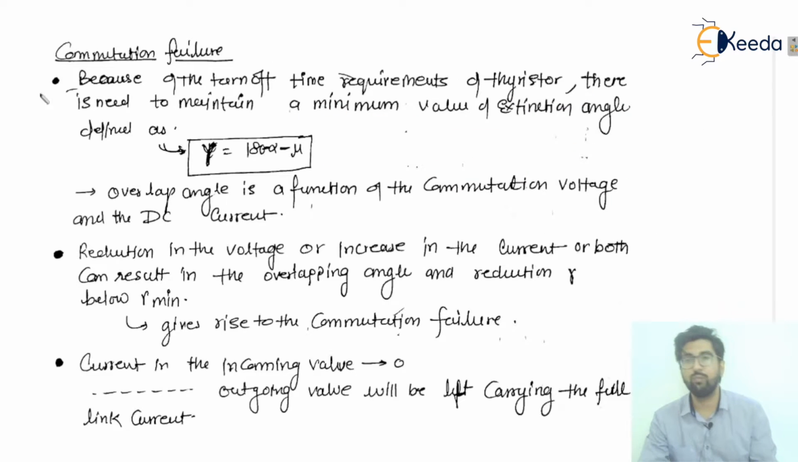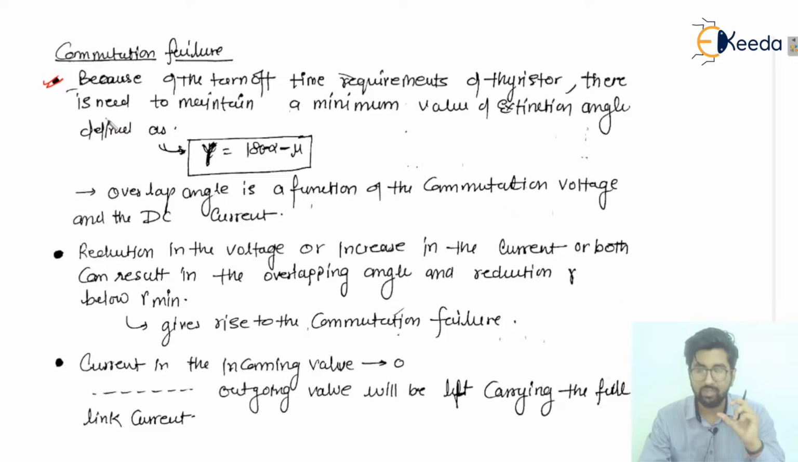So let's start from the starting of this. Now, this point is actually defining that because of the turn-off time, that is the T off requirement of the thyristors, we are having the T gamma and the T off time for the thyristors. There is a need to maintain a minimum value of the extinction angle. That extinction angle, the gamma, should not be less than the gamma minimum. And when the T gamma is less than the T off, then the commutation failure can be seen there.